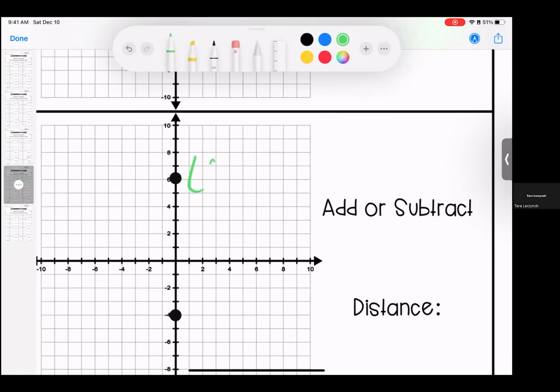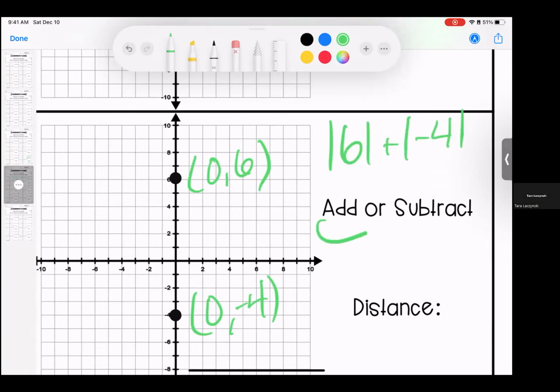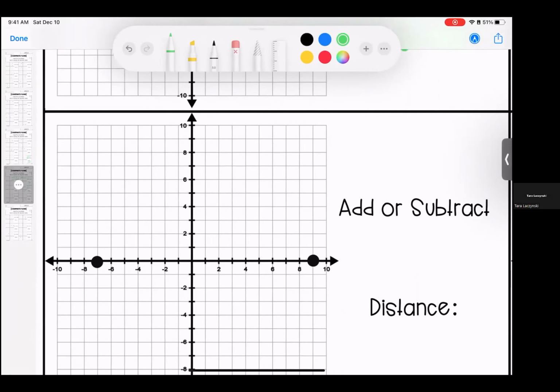So we are at 0, 6 and 0, negative 4. Absolute value of 6 plus the absolute value of negative 4. We add them. We have 10 units that we are moving. 10 units. All right, over to this one.